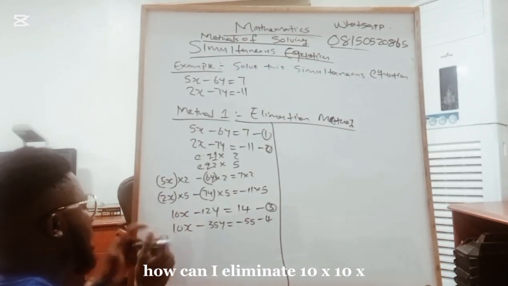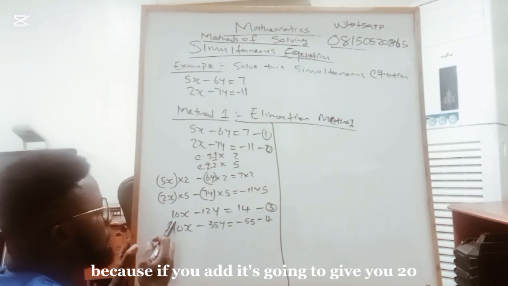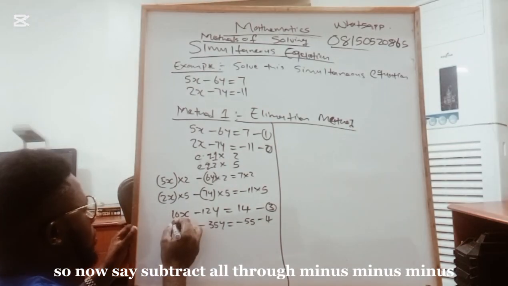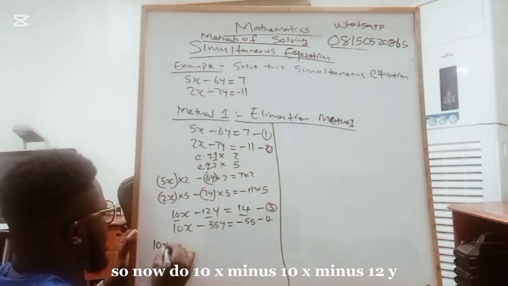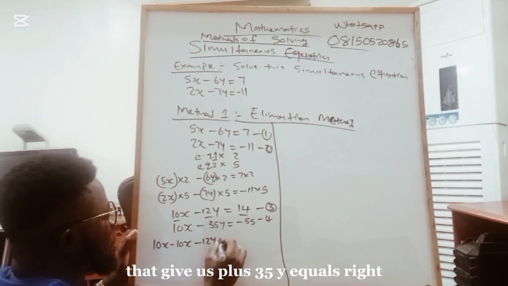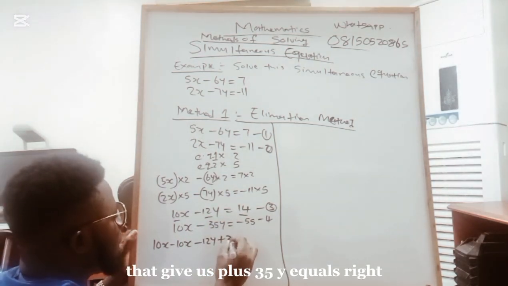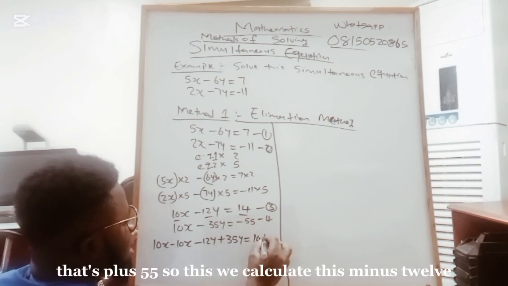Once you've done that, we can now eliminate. How can I eliminate 10x? I can't add because if you add, it's going to give you 20x. So you now say subtract equation 4 from equation 3. Minus, minus, minus: 10x minus 10x, then minus 12y, and minus and minus gives us plus 35y. Equals, write 14 first, minus and minus again, that's plus 55.